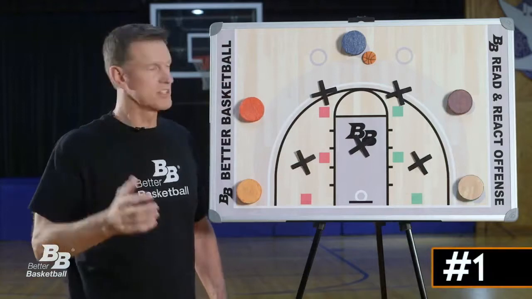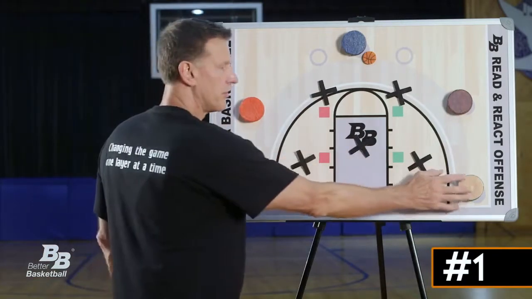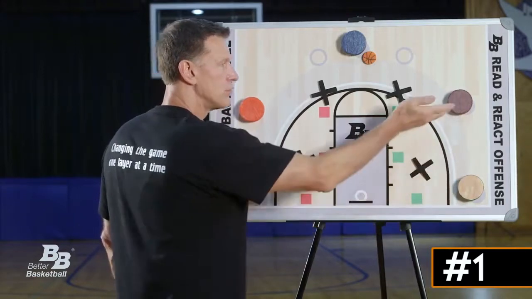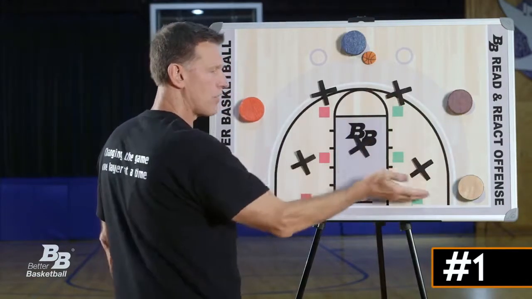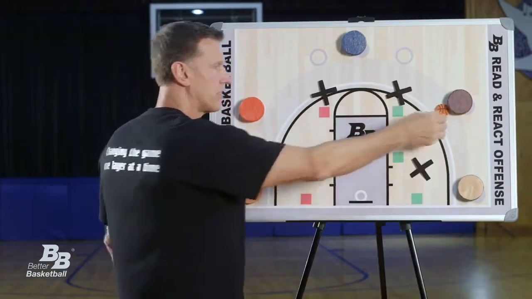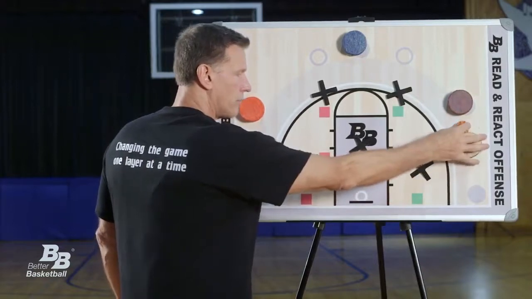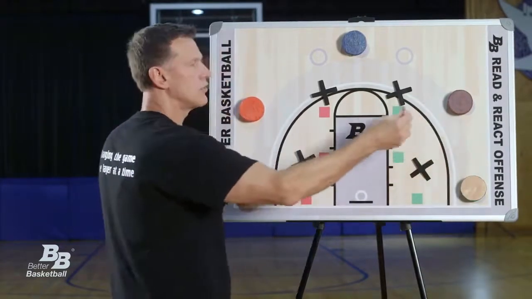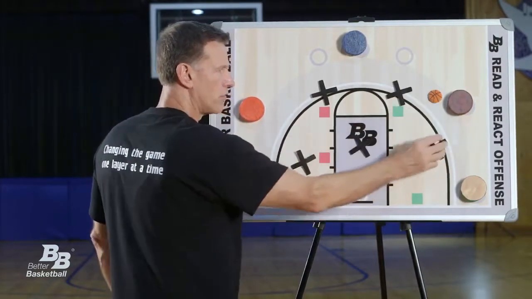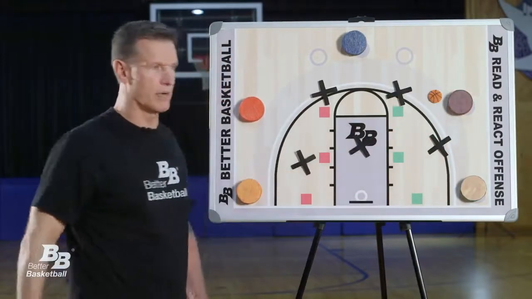The first one is, do everything you can to get the corner defender, this corner defender, to guard the ball on the wing. Drag them away from the baseline. And we've looked at a number of ways of doing that. You know, if you catch too deep in the corner, then dribble up. But anything you can do to get this corner defender to play the ball and get away from the baseline will help.